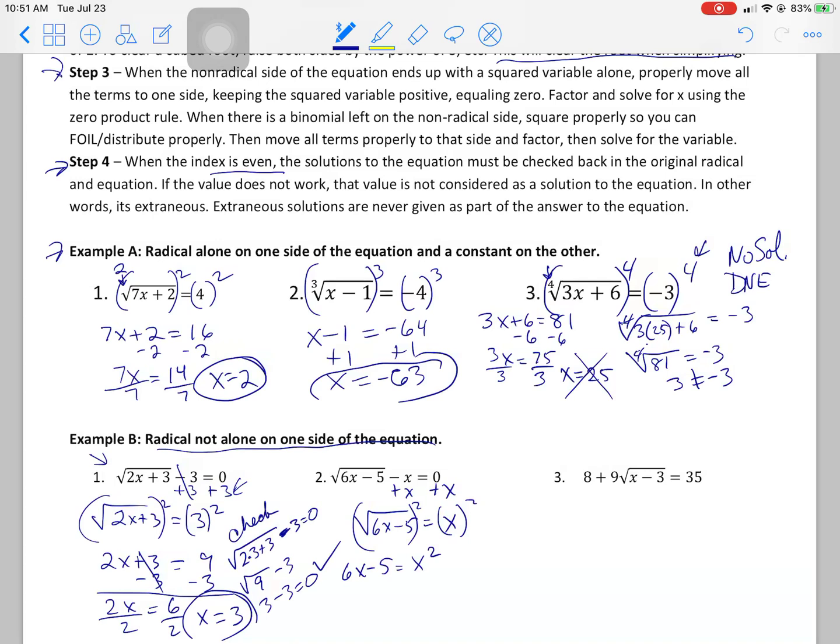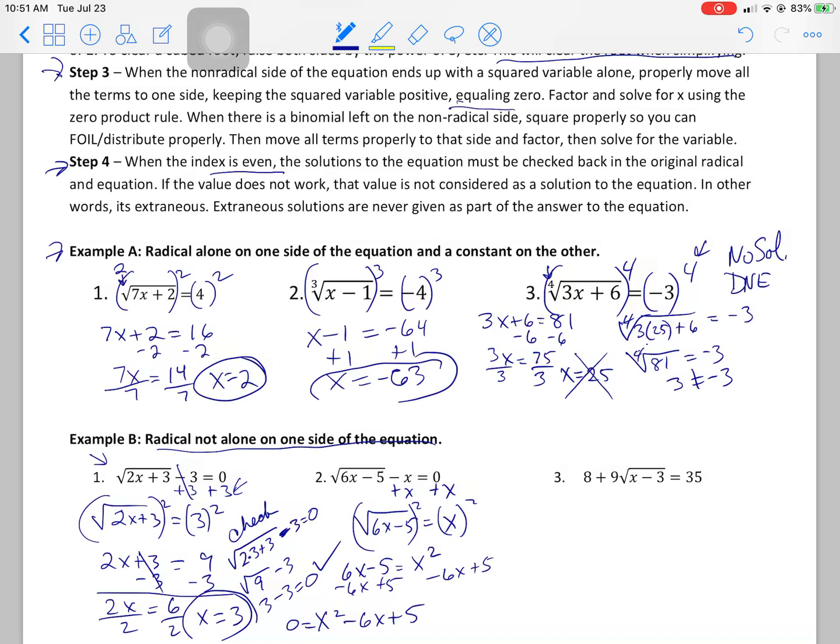All right, so step 1, I got the radical alone on one side. Step 2, sorry, let me start over again. Step 1, get the radical alone on one side. Step 2, raise to the power of the index. When simplifying step 3, if the radical side ends up a variable squared, I need to move these other terms over. So I'm going to get 0 equals x squared minus 6x plus 5.